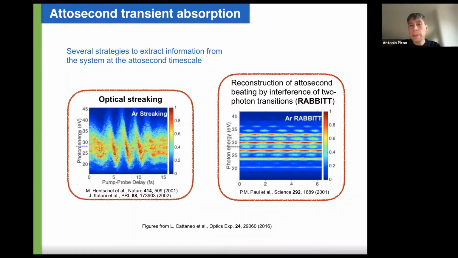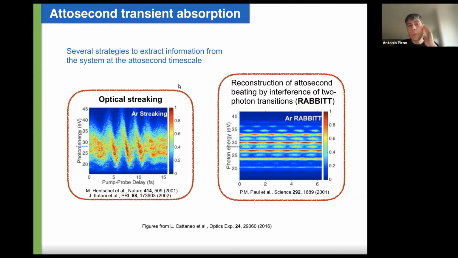But before going there, let me explain a little bit of the different schemes, because one thing is to produce the technology to have attosecond pulses. Another thing is how we can interpret the data and obtain information about the electron dynamics. There have been two successful schemes, both based on photoemission. One is called optical streaking, and another one is called RABBITT.